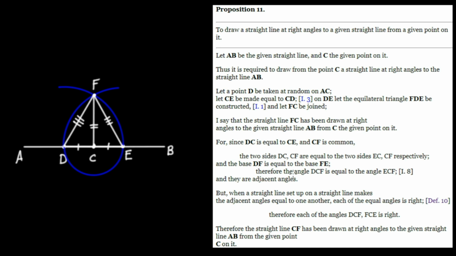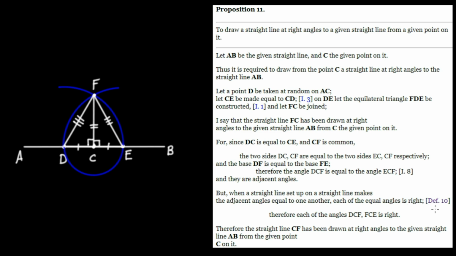And he concludes, therefore, the angle DCF is equal to the angle ECF. And we make that inference from proposition 8. Take note of the fact that in those two triangles, DCF and FCE, we have side, side, side. So we can simply use proposition 8 to infer that these two angles must be the same. And he notes that they are adjacent angles. But when a straight line set up on a straight line makes the adjacent angles equal to one another, each of the equal angles is right.